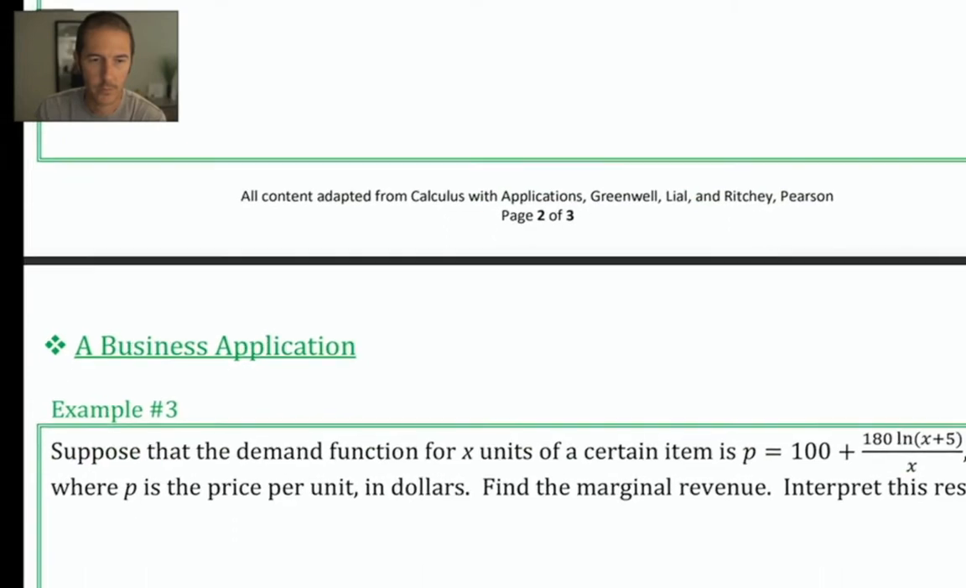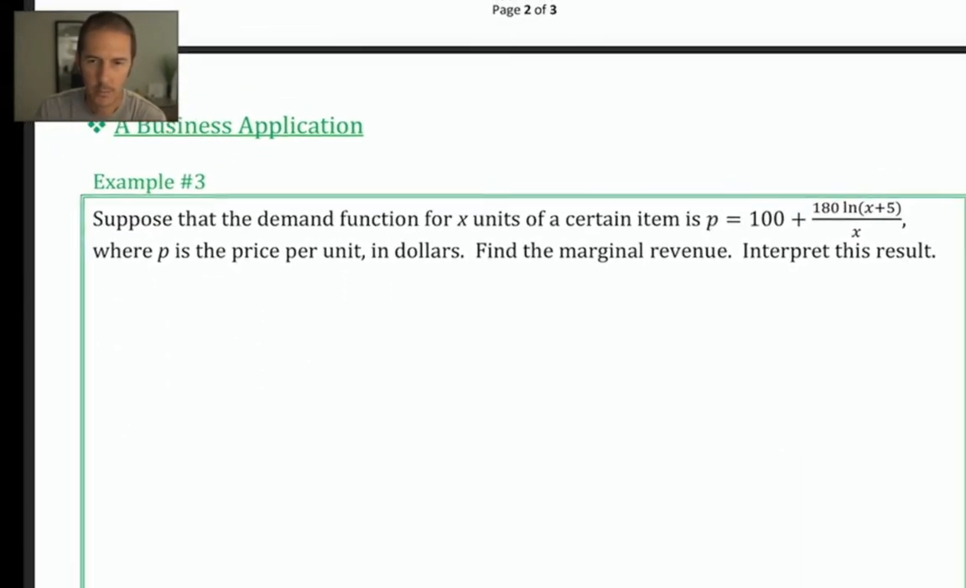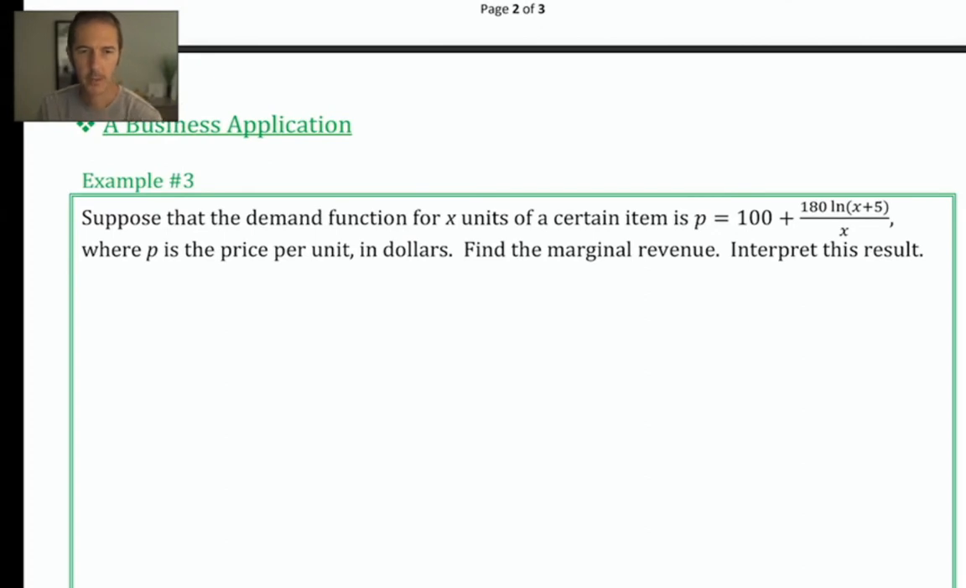What else? Oh good, we have an application problem. So here, let's zoom out a little, got it all, okay. Suppose that the demand function for x units of a certain item is, and there's your equation, P is the price per unit in dollars. So our price is being driven by demand in this particular model, and we want the marginal revenue function.